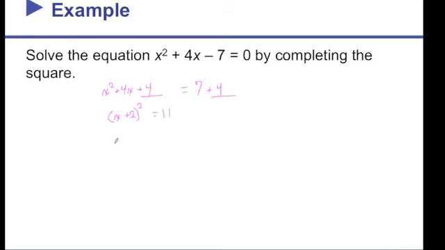Taking the square root of both sides, I have x plus 2 equals plus or minus the square root of 11. Moving the 2, I have x equals negative 2 plus or minus the square root of 11. Completing the square always works for solving a quadratic equation. Factoring doesn't always work because not all trinomials can be factored, but completing the square always works.